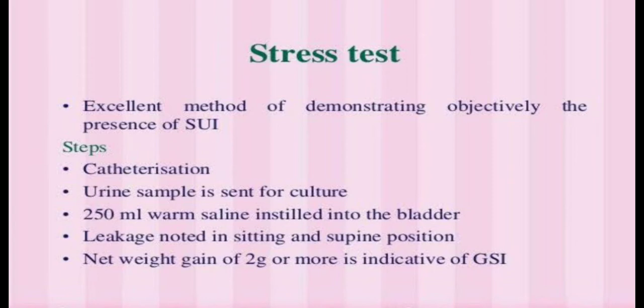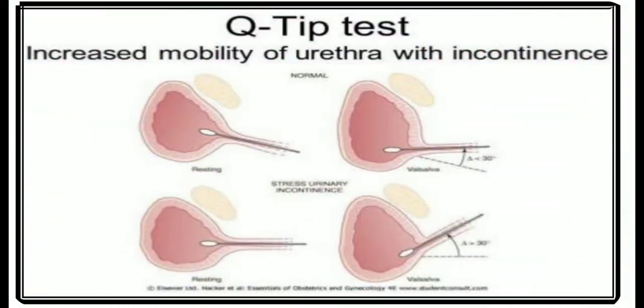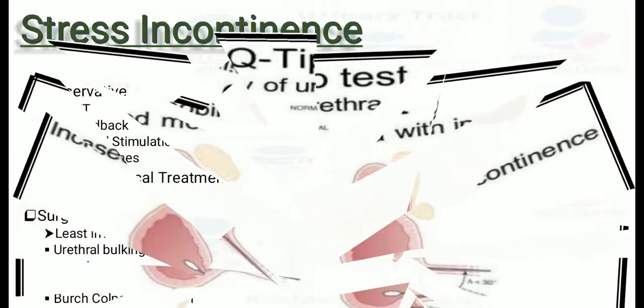Stress test. Excellent method of demonstrating objectively the presence of stress urinary incontinence. Step: catheterization. Urine sample is sent for culture. 250 ml warm saline instilled into bladder. Leakage noted in sitting and supine position. Net weight gain of 2 gram or more is indicative of genuine stress incontinence. So that is Q-tip test, increased mobility of urethra with incontinence.